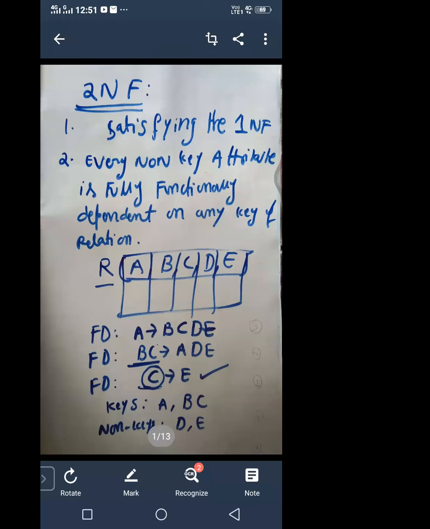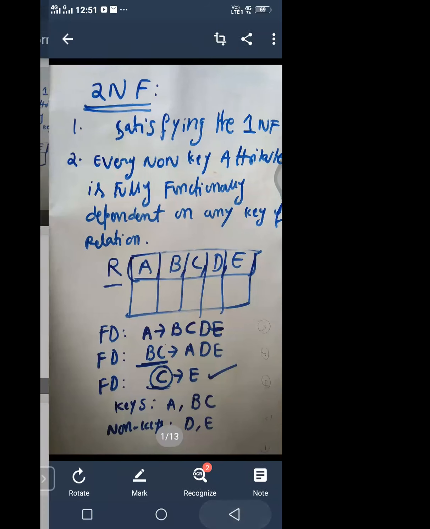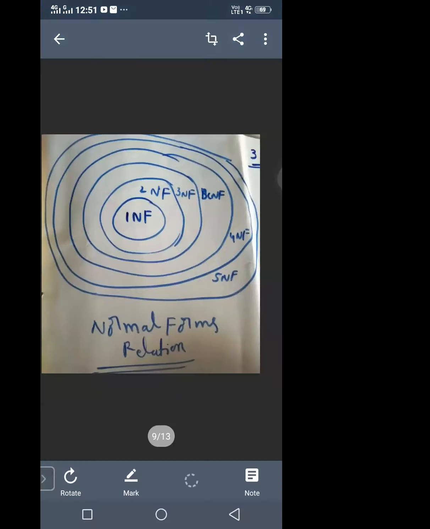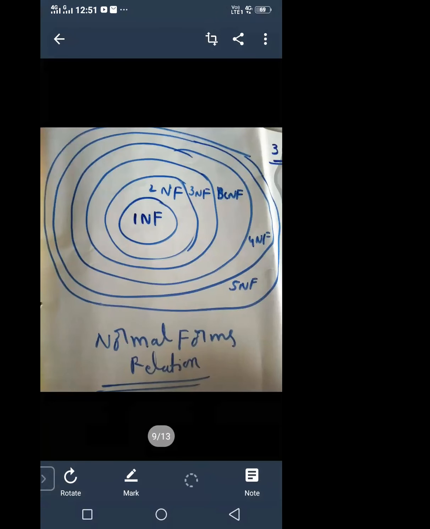We try to reduce redundancy by using decomposition or normalization. In normalization, we consider different types of normal forms: first normal form, second normal form, third normal form, BCNF, 4NF, 5NF. In the last classes, we already discussed from first normal form to the fourth normal form.